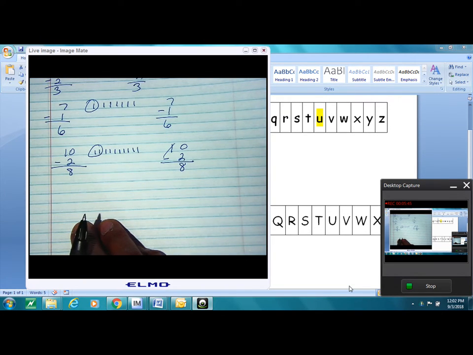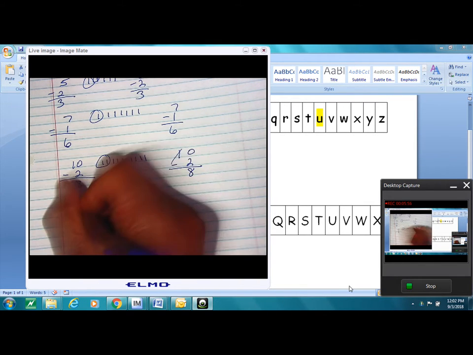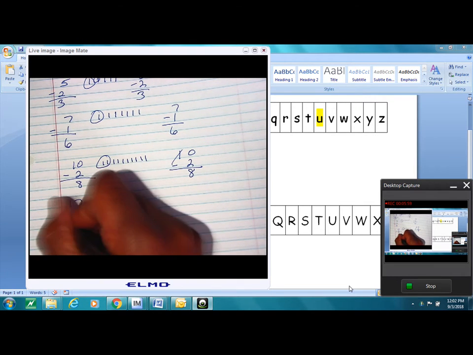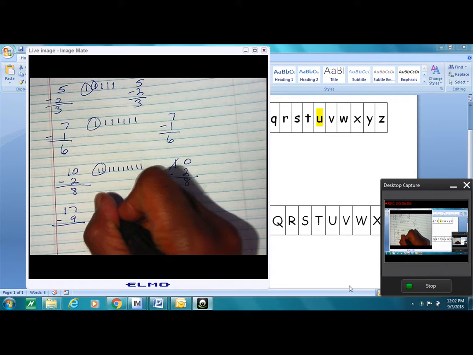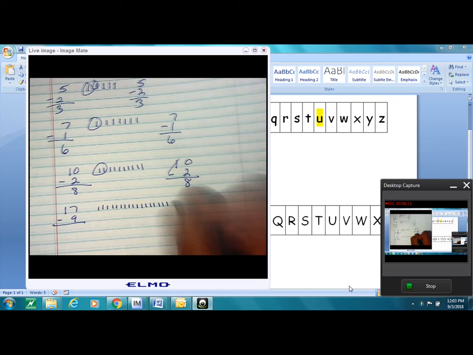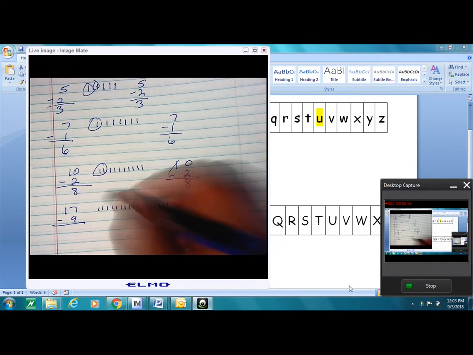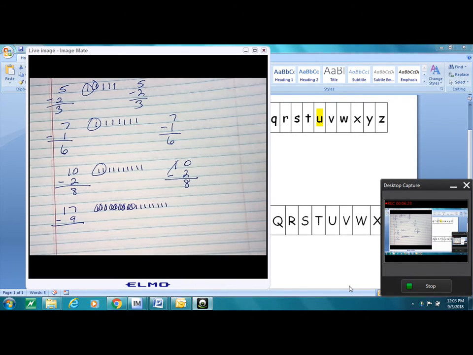Let's do 17 minus 9. Okay? It's going to take us a second. On this one, we're going to have to draw 17. 1, 2, 3, 4, 5, 6, 7, 8, 9, 10, 11, 12, 13, 14, 15, 16, 17. Then we're going to have to give away 9 of them. 1, 2, 3, 4, 5, 6, 7, 8, 9. I circled the ones that I gave away. And so I have left 1, 2, 3, 4, 5, 6, 7, 8.